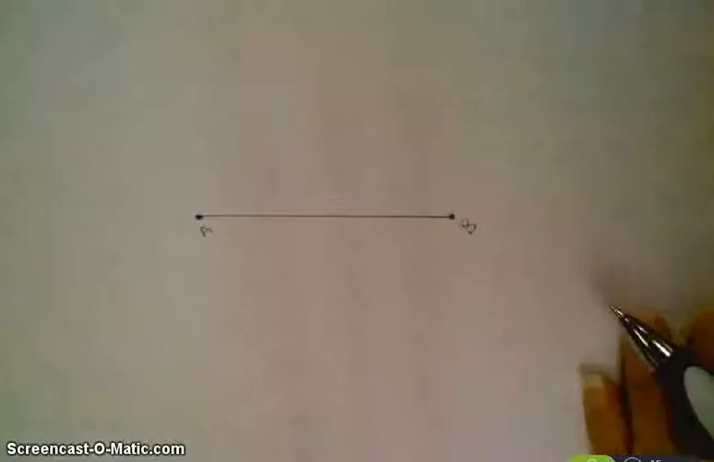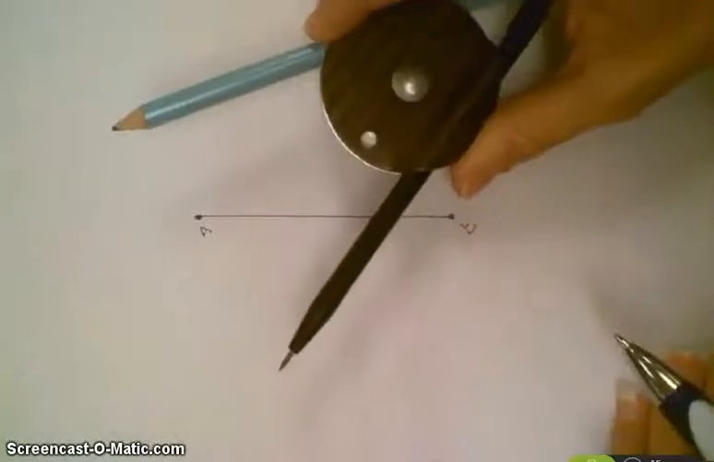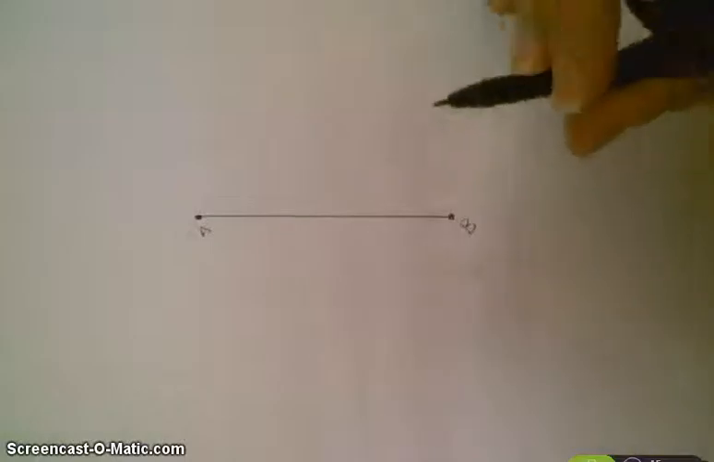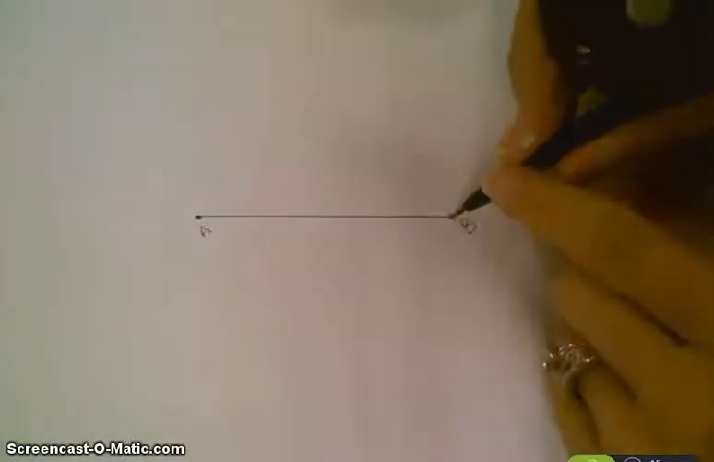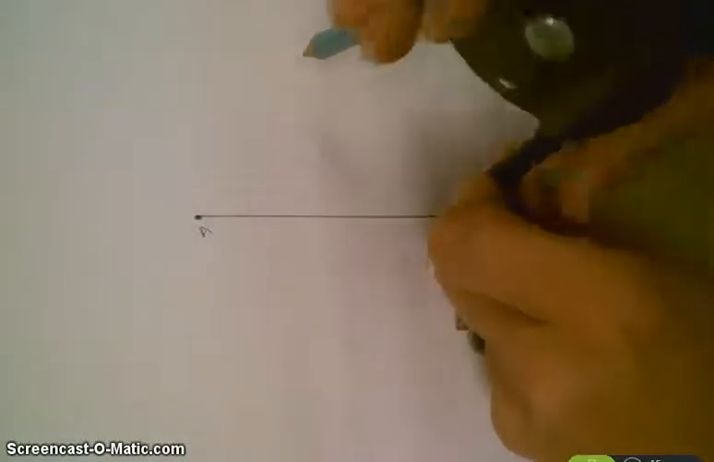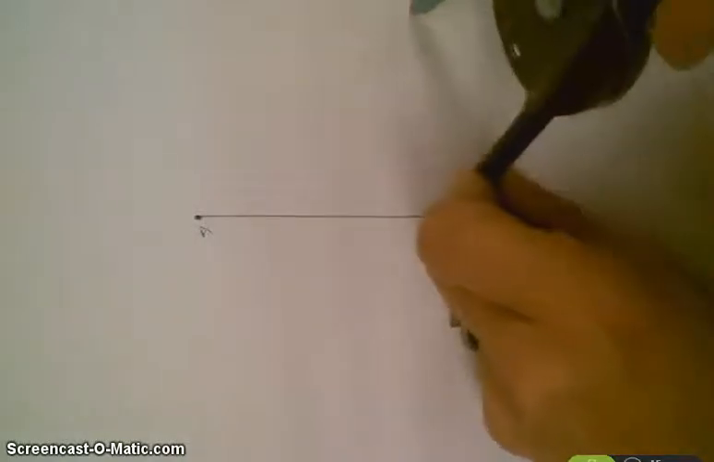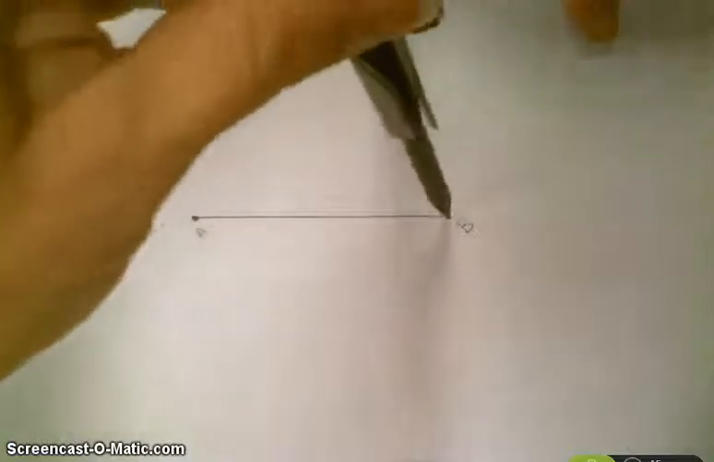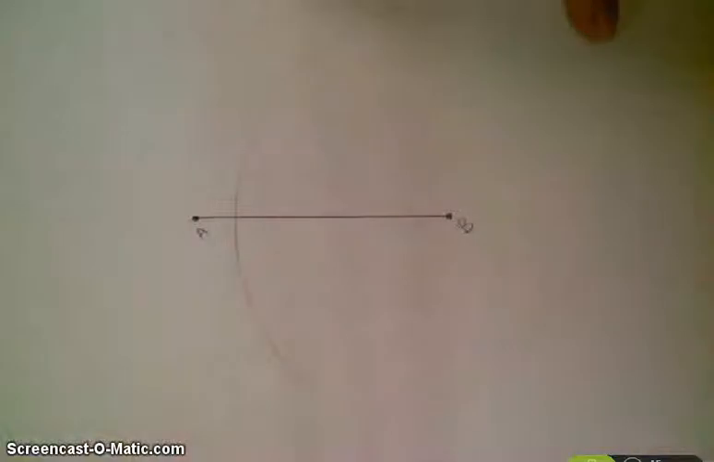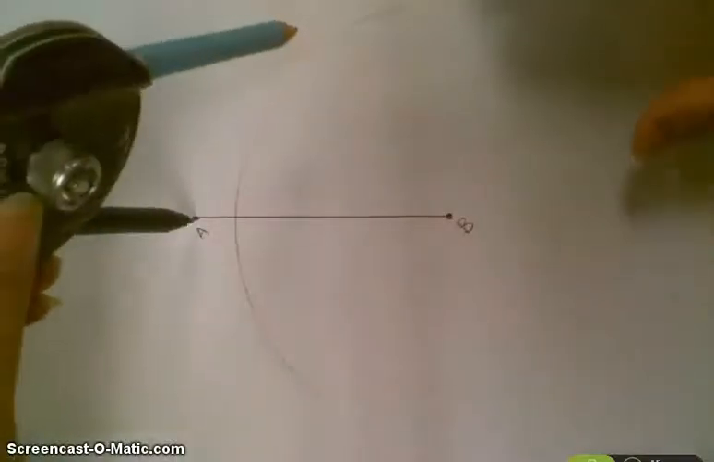Okay, so now I'm going to take my compass and I am going to put the point of the compass on one of my endpoints. In this case, it's going to be endpoint B. And I'm going to draw an arc that's going to go through AB and cross over what I think is the middle line. So that's about the middle. It's a big half semicircle that I'm making.